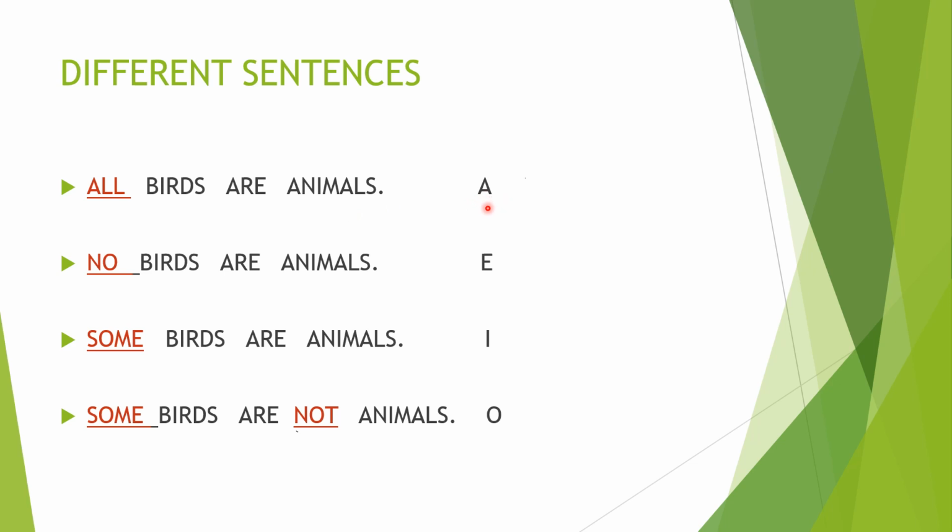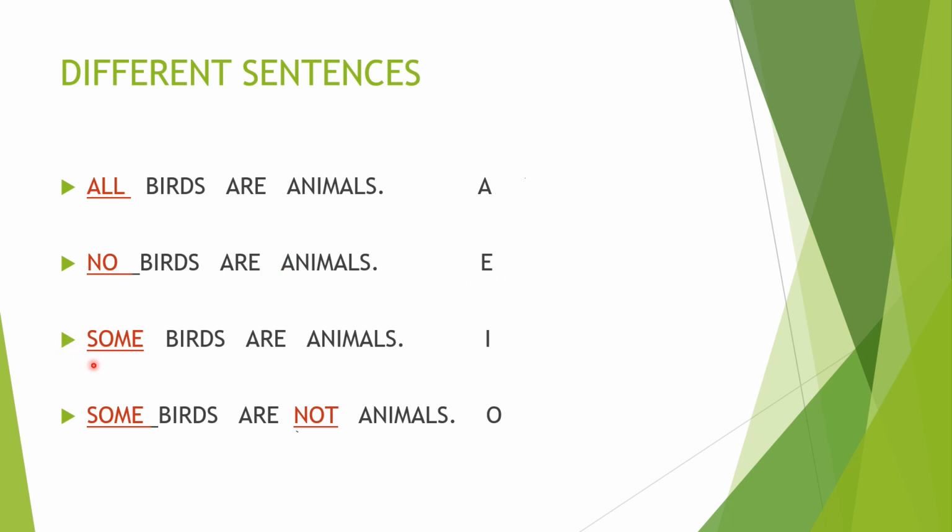In the square of opposition, there is a square and one corner of the square is represented as A. Second is sentences that start with no. No birds are animals. Whenever you see a sentence with no, it should be represented as E in the square of opposition. Understood? You have to study it as such. First you study these sentences and the symbolic alphabets connected to them.